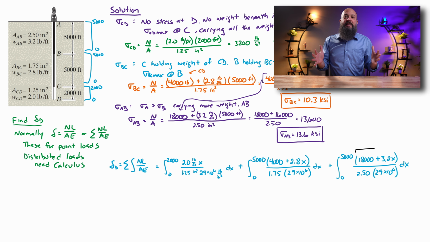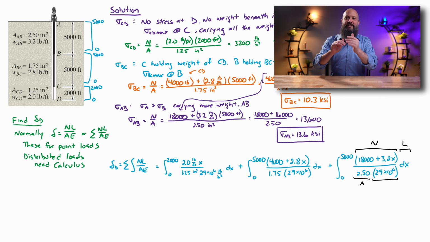And just reinforcing that we're still doing NL over AE, right? N is the amount of weight, the 18,000 plus 3.2x. L is dx. Once we integrate from 0 to 5,000, this dx term essentially becomes length. This is each unit of length. And then A in the denominator and E also in the denominator.